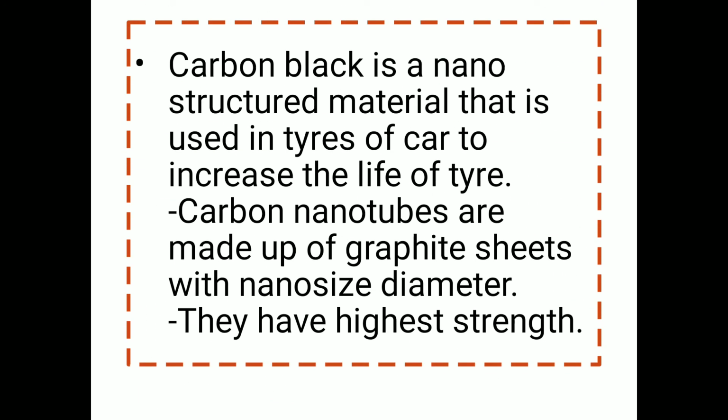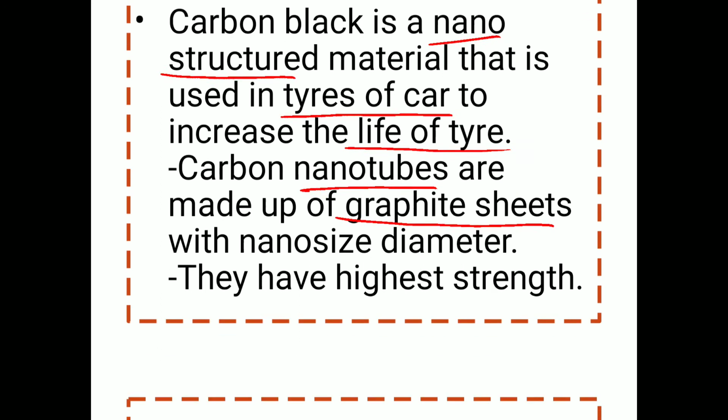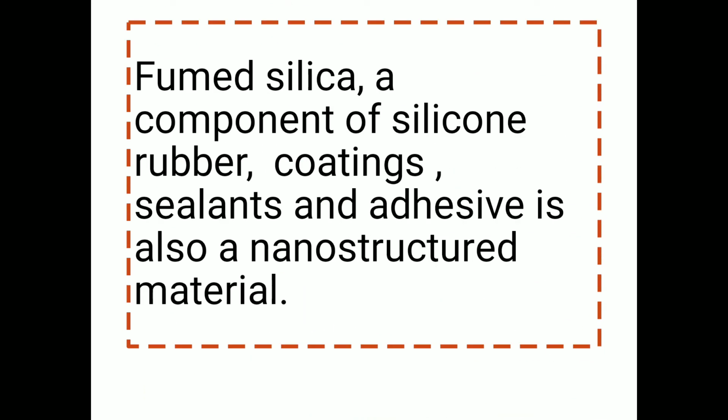Carbon black is a nanostructured material that is used in car tires to increase the life of the tire. Then carbon nanotubes are made up of graphite sheets with nano size diameter and they have very high strength. Fumed silica, a component of silicone rubber, coatings, sealants and additives, is also a nanostructured material.